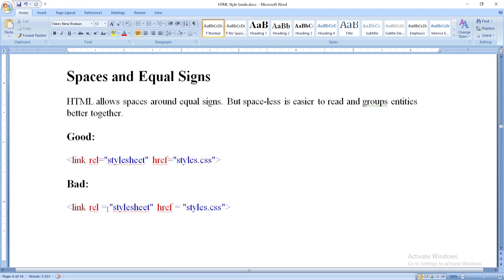We space it: rel, space, equal sign, space, double quote stylesheet. The first one is good because it has no spaces and it's easy to read. But the second one is bad because of the spaces you gave. After the rel you gave a space. After the equals you gave a space. That is bad.